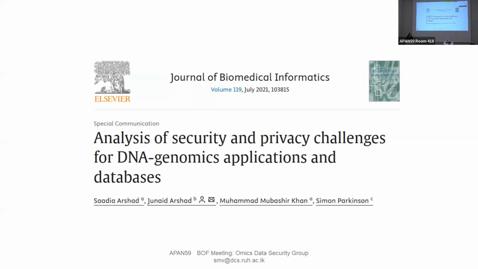And this is kind of special communication. This is regarding analysis of security and privacy challenges of DNA genomics applications. Databases exist, but within one year, the databases get doubled. If you go to databases like NCBI or UniProt, they have a lot of data to be analyzed. There is a redundancy as well, but they are to be analyzed.